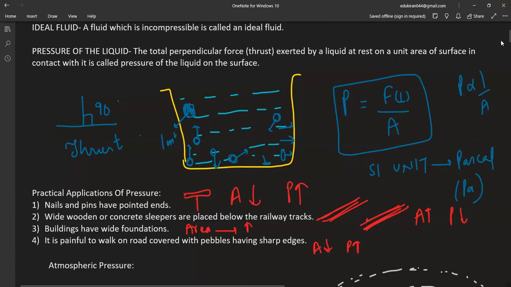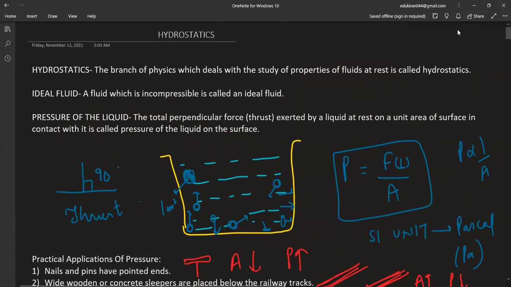So this is the basic introduction to your lesson. You will be dealing with fluid mechanics, so you have to have the concept of pressure ready in your mind. We'll be starting with atmospheric pressure now. But first write it down, then I'll discuss further things.